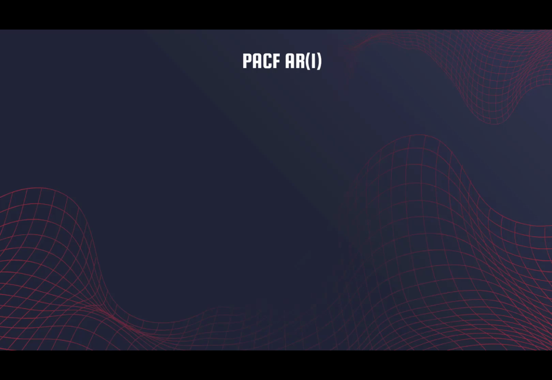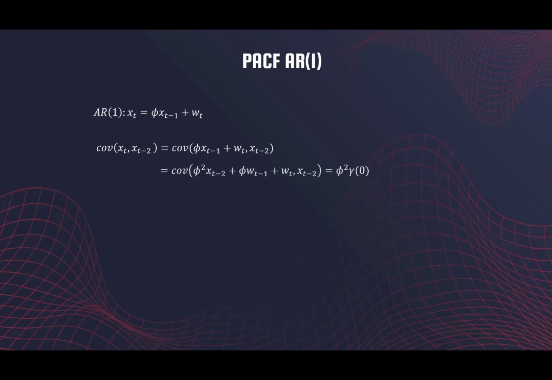So let's look at the PACF for the AR(1) process. This is the AR(1) process. I'm assuming |phi| is less than 1, so we're all good here. So before the PACF, let's see the covariance between x_t and x_{t-2}, right? So this is lag 2, and it's non-zero.